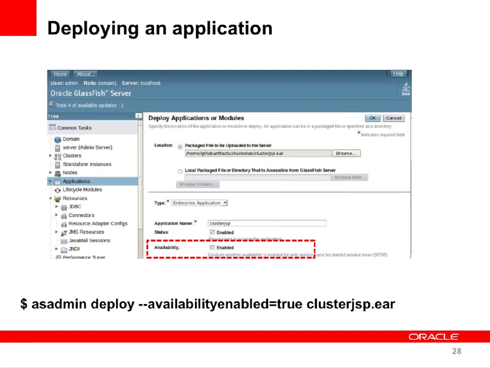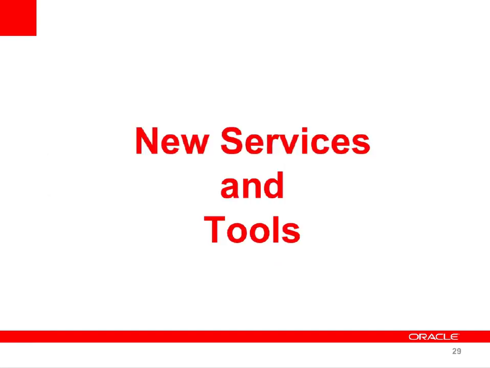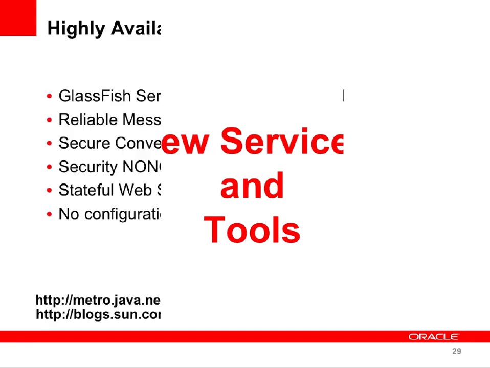And I should also mention that in your web.xml, there's an XML element called distributable that you'll also want to enable for your web application, and that's basic Java EE specification stuff, and it's also in the GlassFish documentation.